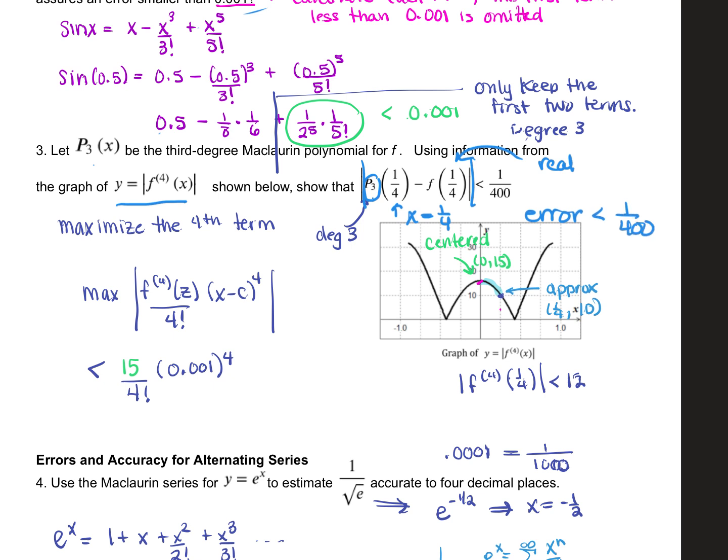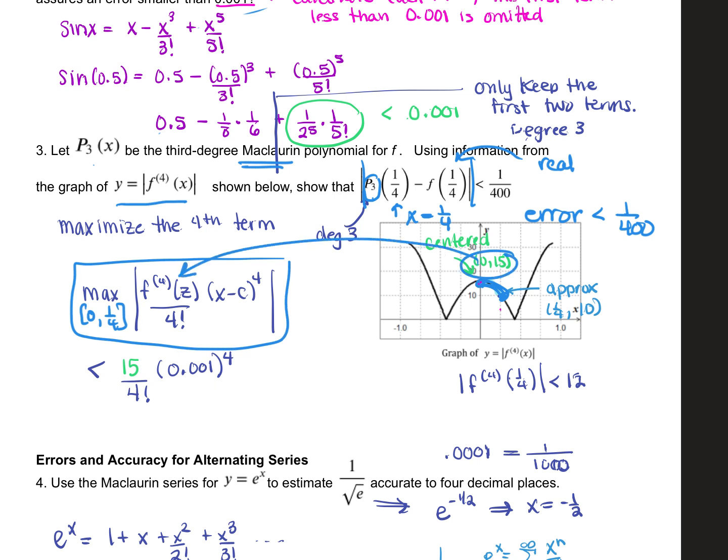Well, they use the P3 Taylor polynomial to approximate, so we maximize using the 4th term. This is what the 4th term of a Taylor polynomial looks like. Now remember, we're maximizing from where it's centered to where we're evaluated. It's Maclaurin, so we're centered at 0. We're evaluating at 1/4. So between 0 and 1/4 on this graph, what's the biggest it is? 15. So that's what you're going to use for maximizing the error. So 15 over 4 factorial, and again, we're plugging that value in to 4.